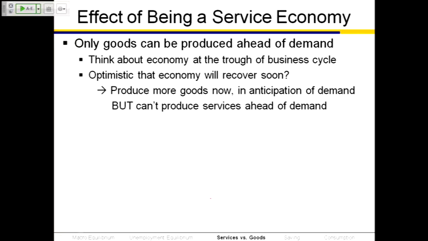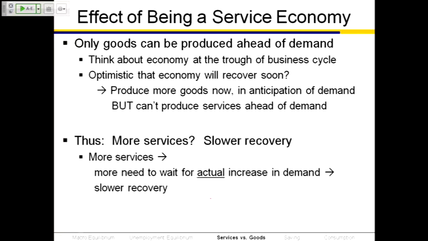So with goods, once that optimism returns, the goods producers can start producing in anticipation of increased demand, but the service producers are kind of stuck. Which means that as the economy moves towards producing more and more services and fewer goods, we're going to have slower recoveries. Because the service producers, the dentists, the lawyers, and all those folks, they have to wait for the actual increase in demand to happen.